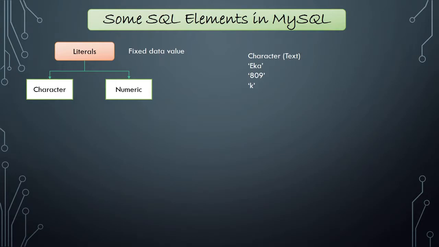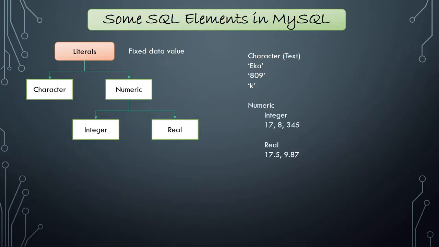Now in numeric we have two different types of numeric values. One is integer, the other one is real, and I think all of you are very familiar with these two terms. Integers are numbers like 17, 8, 3, 48 which are not decimal values. Real are the decimal values. So our first element is literal, and literals are the fixed data values in which we have character literals and numeric, and in numeric we have integer and real literals. Basically these are constants, or you can say their values cannot be changed again.